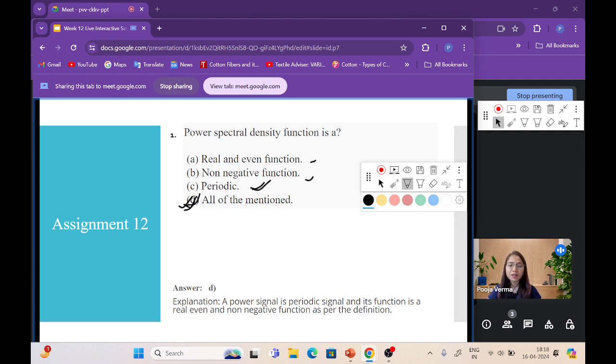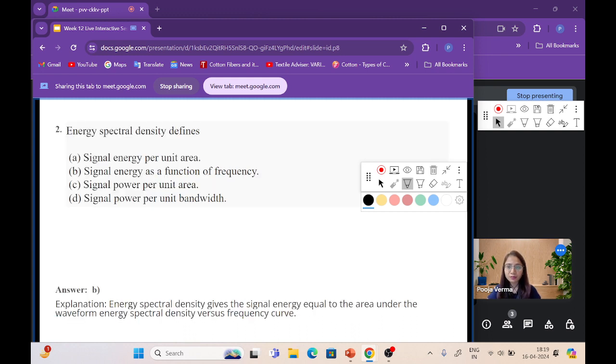A power signal is a periodic signal, and its function is real, even and non-negative as per the definition and properties of the power spectral density. I hope all of you are getting it. So moving to the next question.